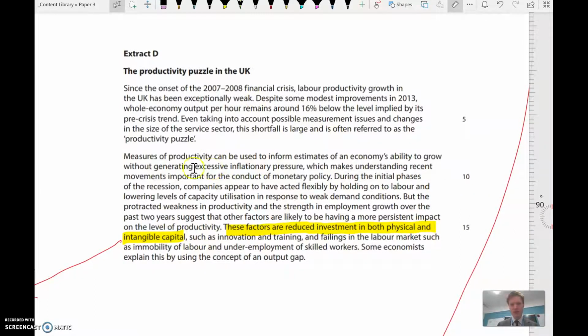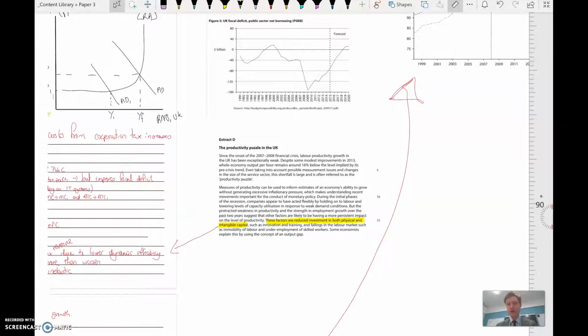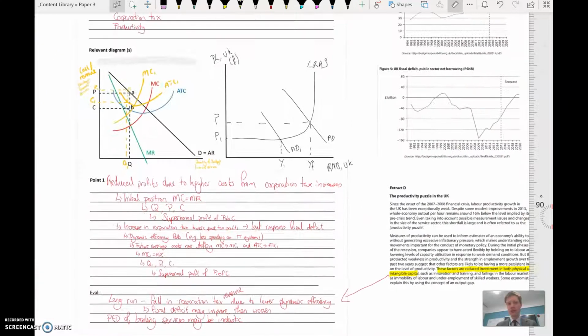We get a little bit more context here in the productivity puzzle as well. Essentially, it's really bad. It's not improving. Investments in physical and tangible capital is low. Education and training needs to improve as well. And so you can bring this into your evaluations. Not a huge amount of context here. So you just need to do the best with what you have.